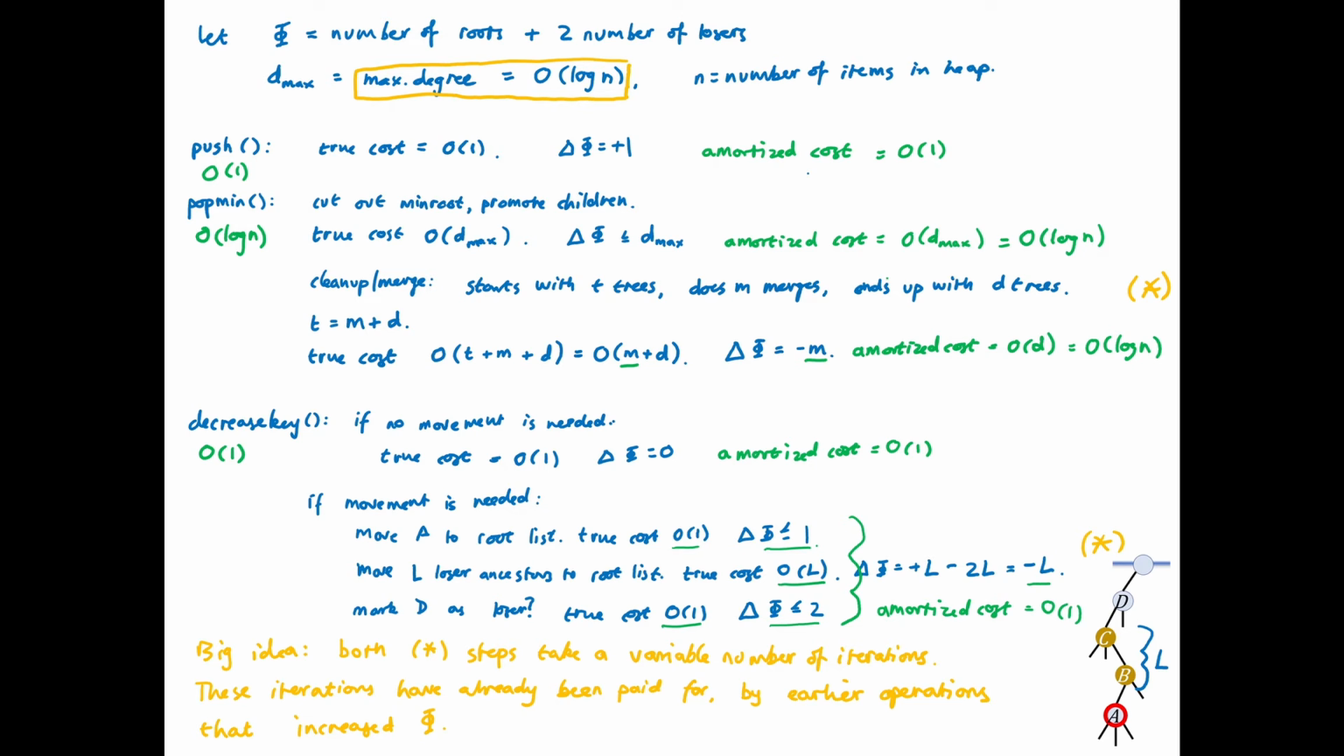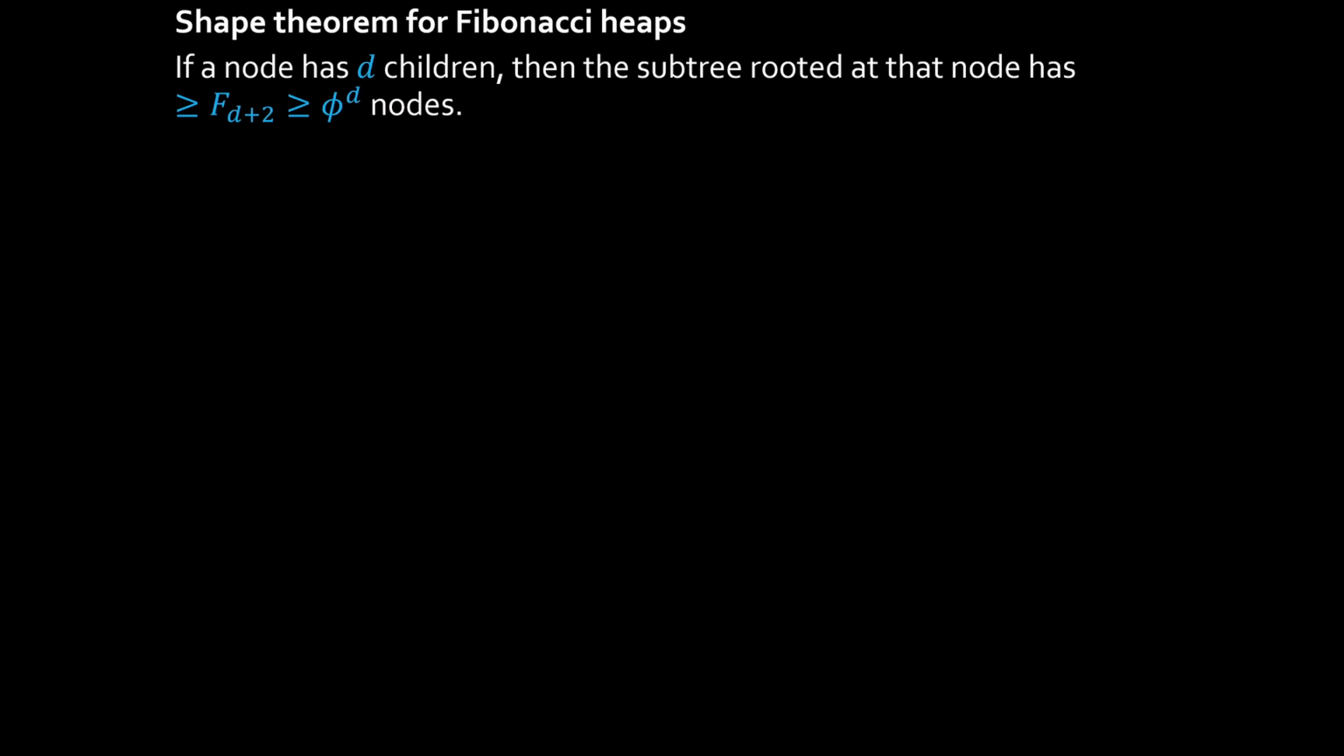Here's a slightly more general theorem called the shape theorem. If a node has d children, then the subtree rooted at that node has at least F sub d plus 2, which is at least phi to the d, nodes.